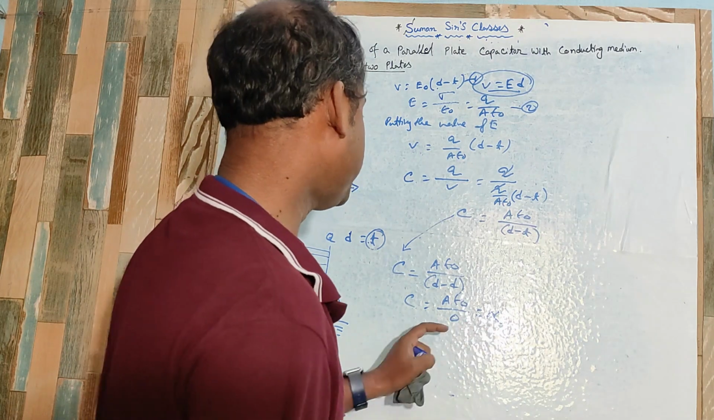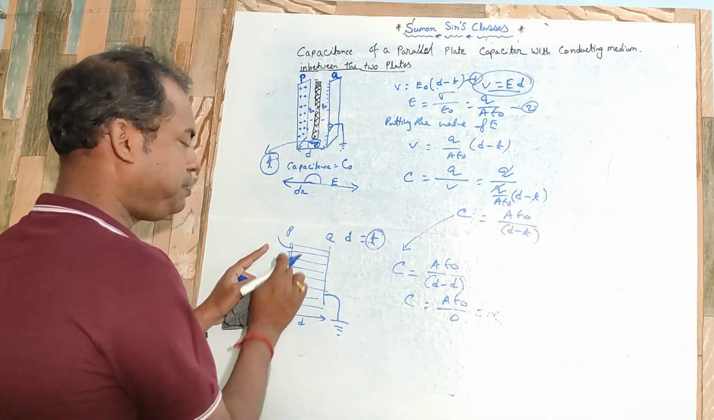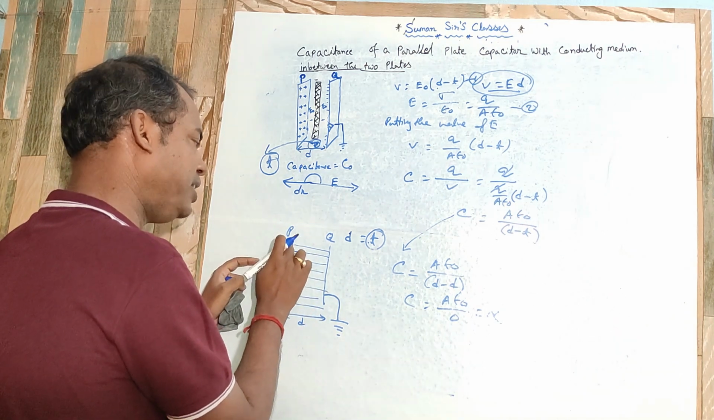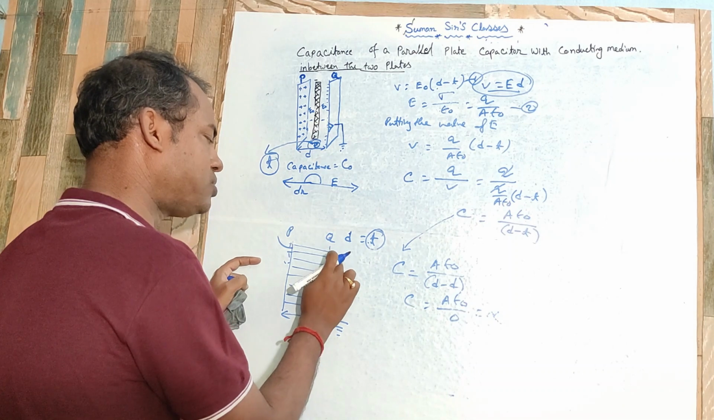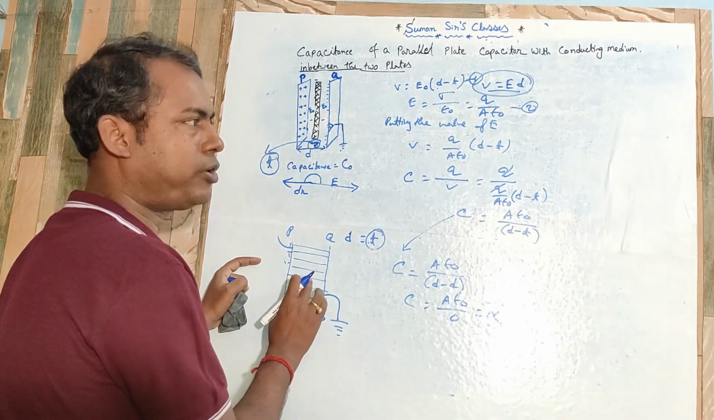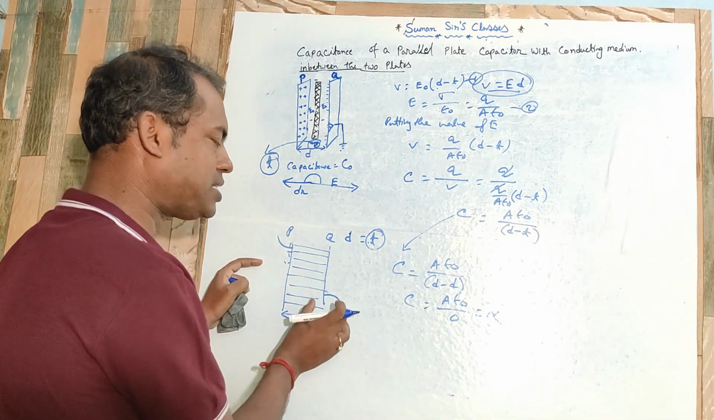So that means when the space between the P and Q plates is filled with the conducting medium, the total charge given to P easily passes to Q and then to the ground. So it can be taken as zero potential, because the whole charge passes to the ground.